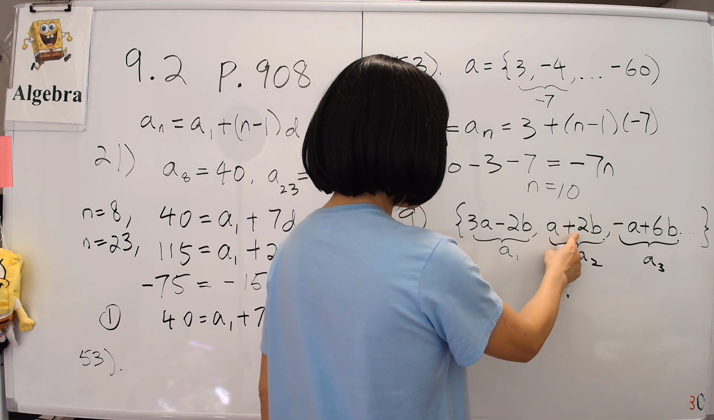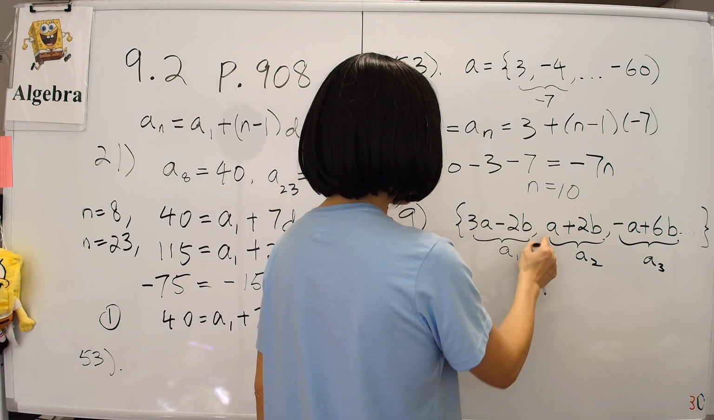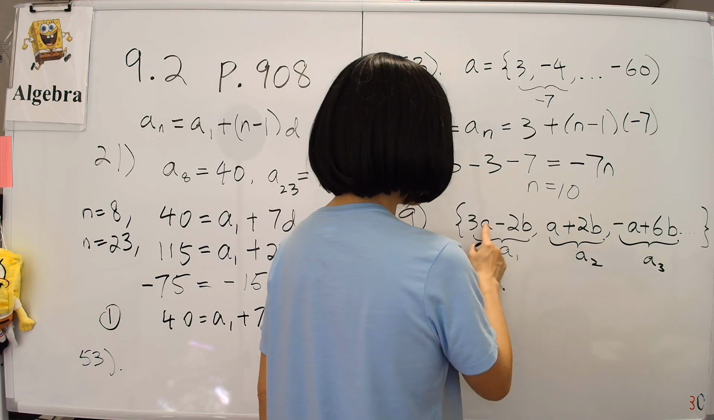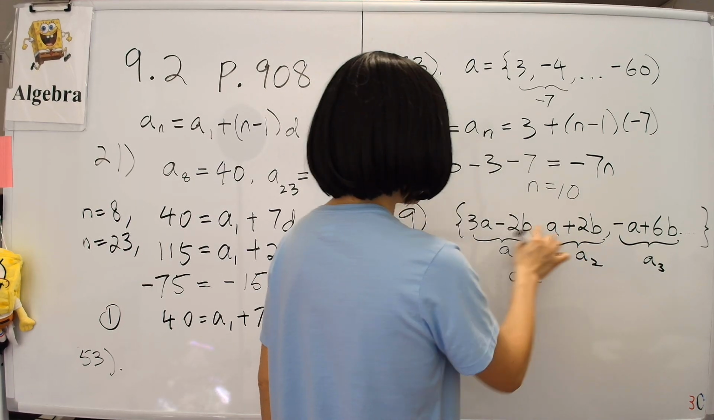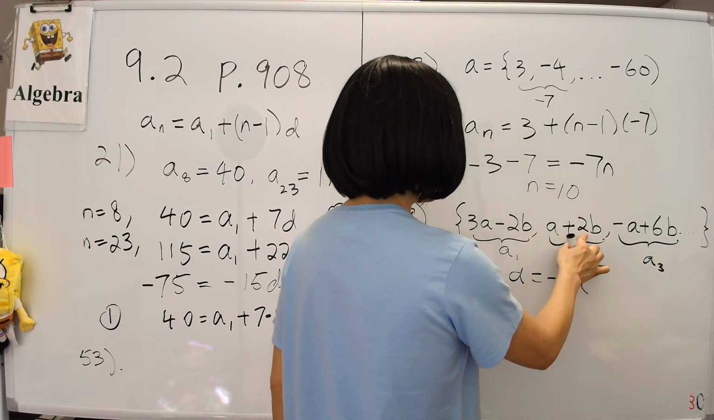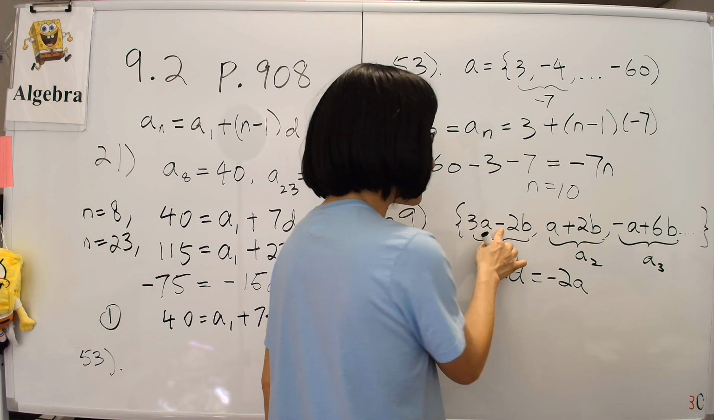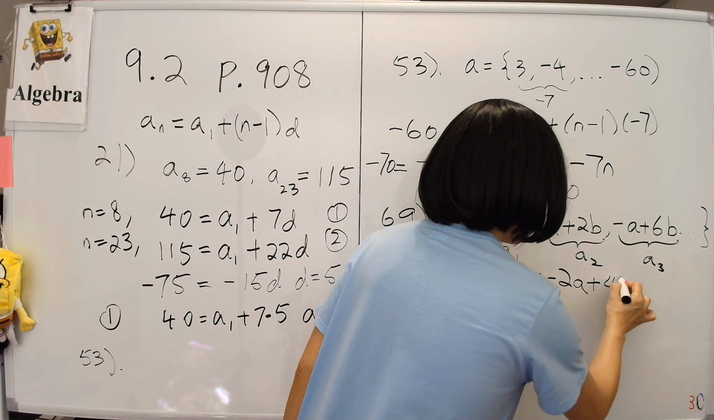So what is the difference between these two things? The difference is this term minus this term. So if we have this minus this, that gives us the difference. The difference is A minus 3A, that's negative 2A. And then 2B minus negative 2B, that's 2B plus 2B, which is equal to 4B.